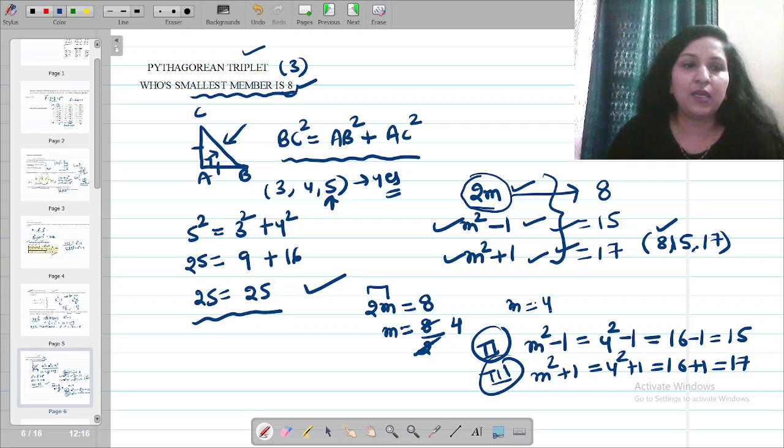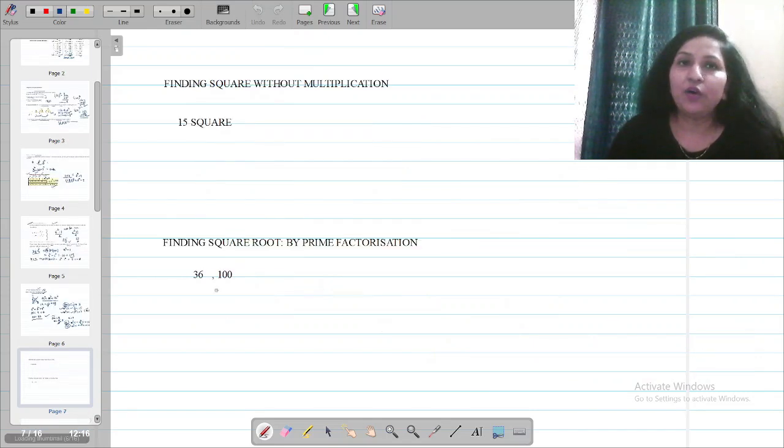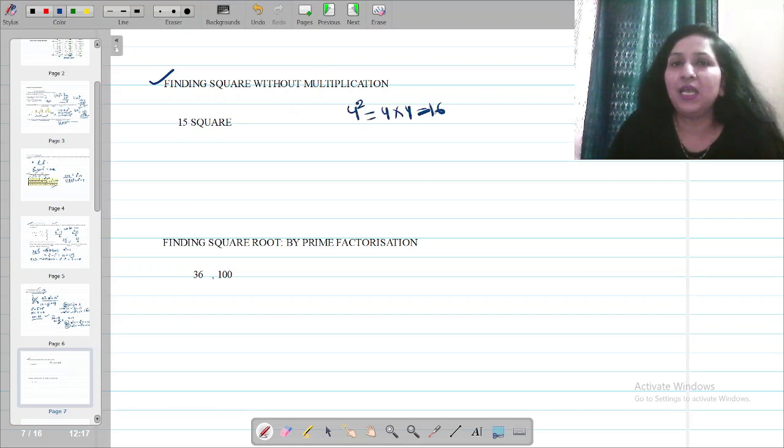Coming to the next topic now. In this video, we'll be covering the first exercise of square and square root as well. Okay. So the next topic is finding the square without multiplication. The square क्या होता है? For example, 4 square. So what do we do? 4 into 4, which is 16. It is a one-digit number, so finding the square in this manner is easy.